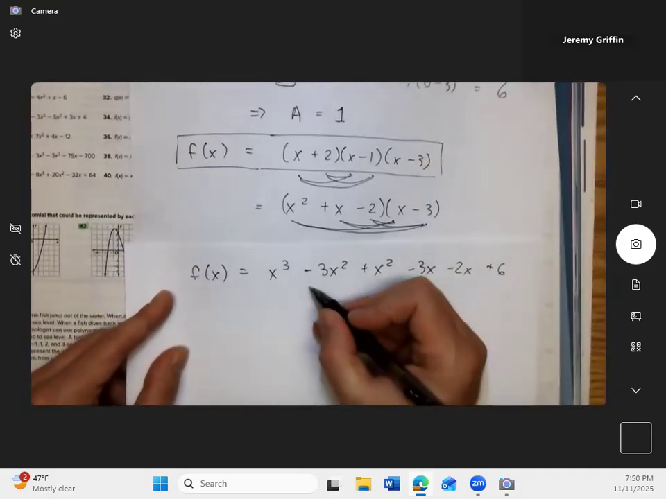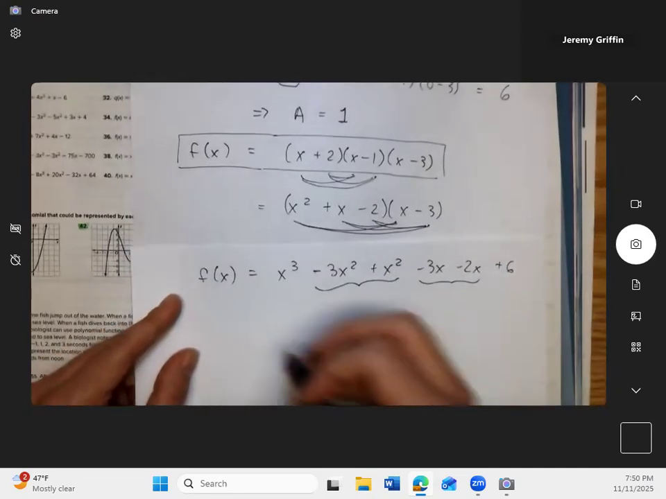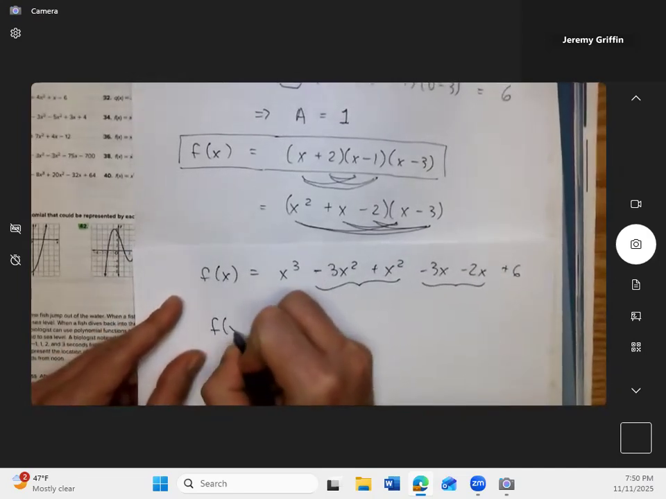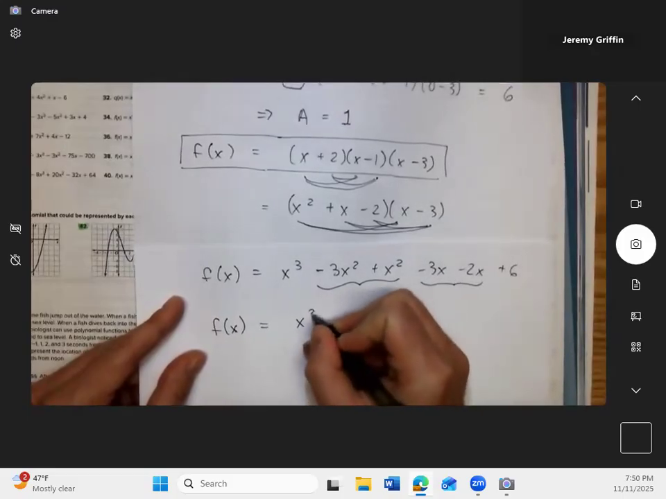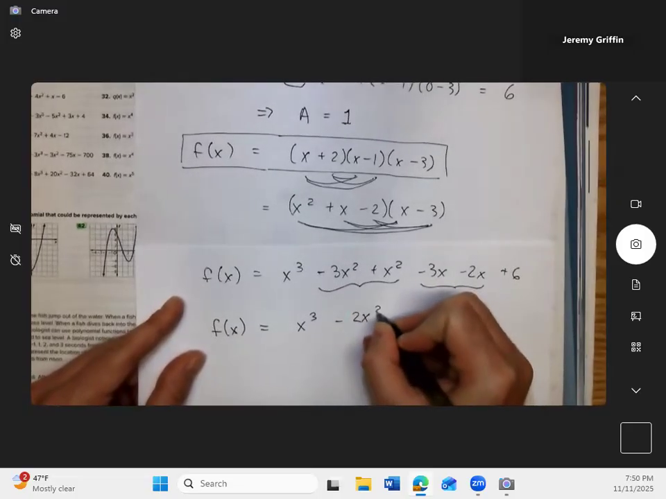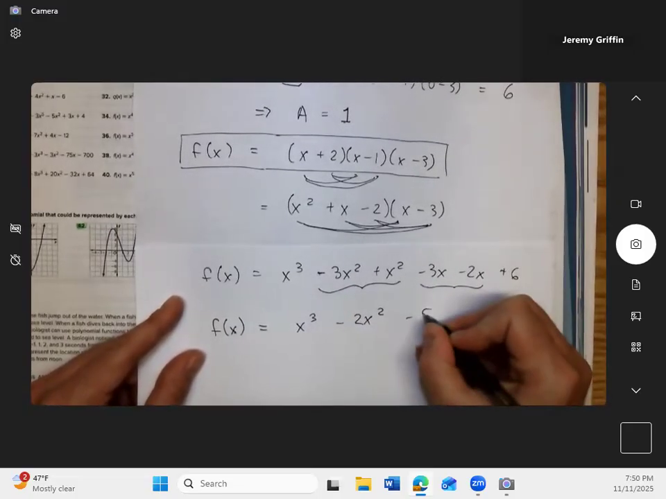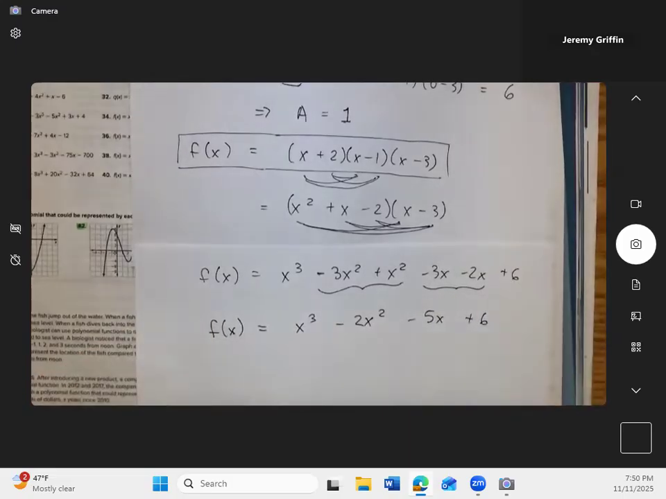I should be able to clean up some of these. Like I have a couple of x squared terms I can group together, and a couple of x terms I can put together. So the standard form of this function is going to be x to the power of 3. This overall looks like minus 2x squared. This would be -5x, and then plus 6.